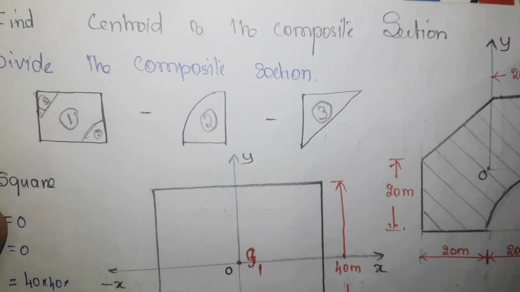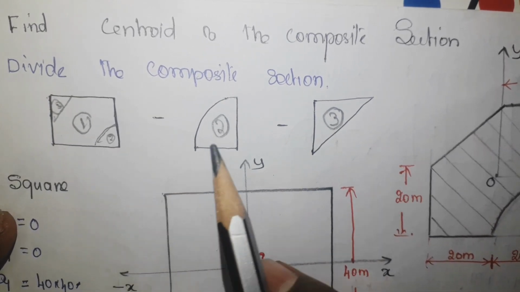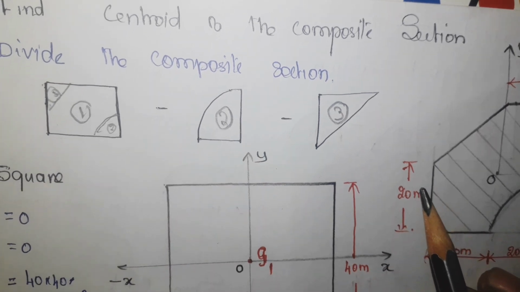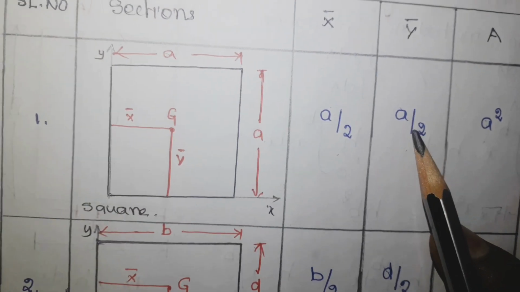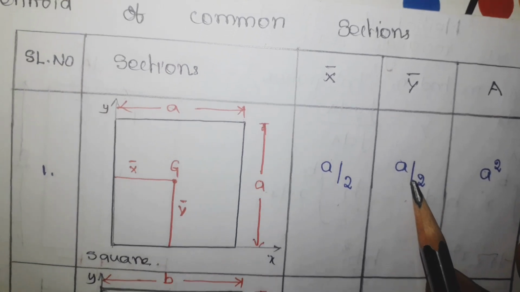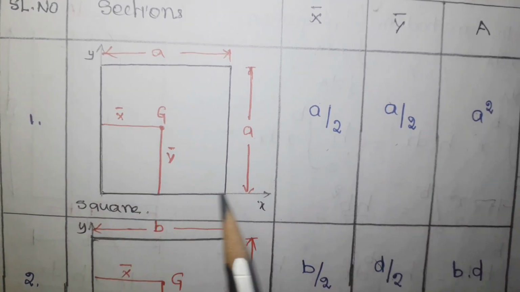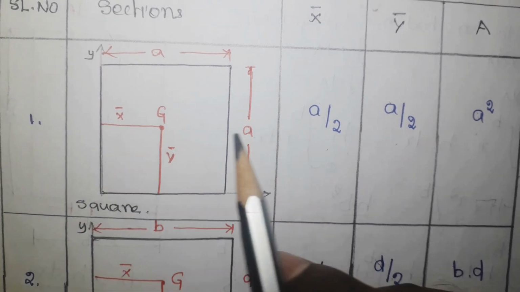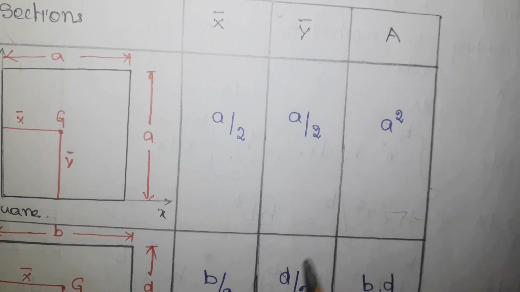Now once you divide the composite section, then you have to know the formula to find the centroid of each individual shape. I have already shown you a tabular column for this. Again I am going to show you the tabular column. Here are some of the common sections. The first one is a square. This is the x axis, y axis, and this is the centroid. From the y axis to this centroid, x bar equals a by 2 and y bar equals a by 2. Now the area is again a square.